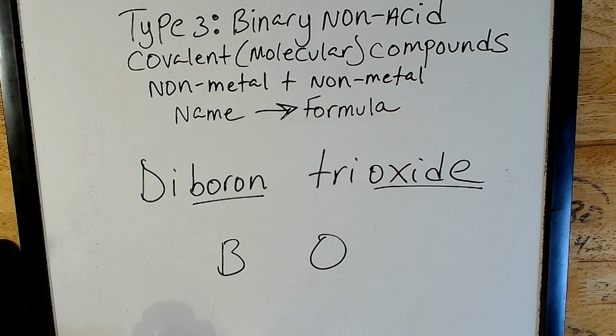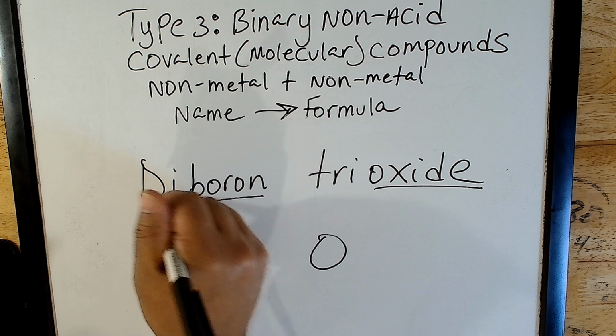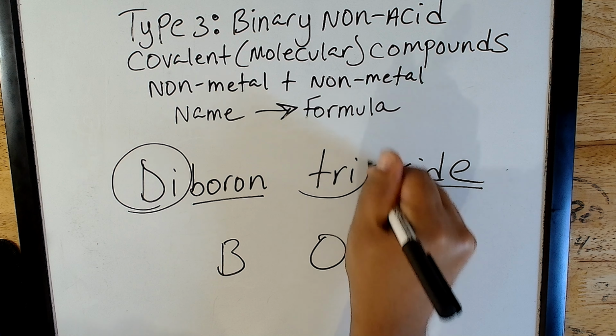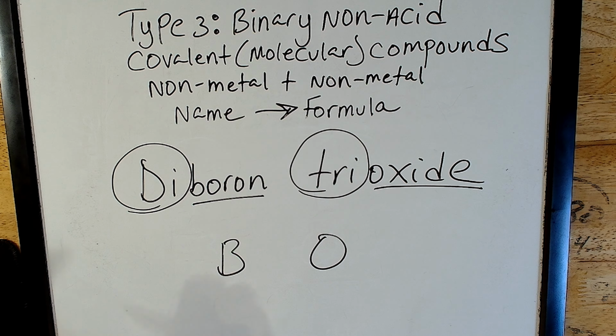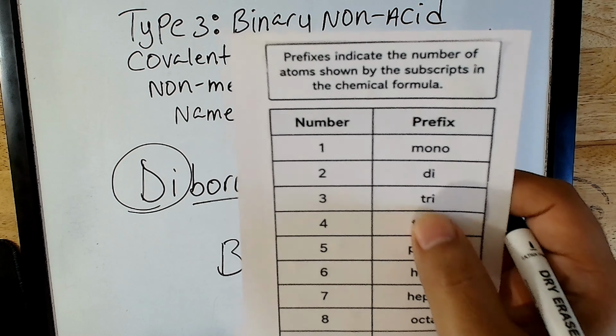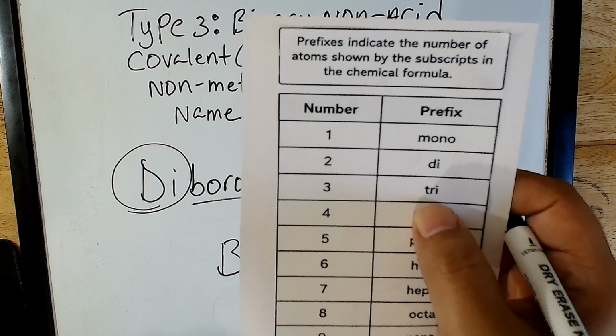The next step is to write the correct subscripts for each element by identifying the prefix word. For boron, I see the prefix di. For oxide, I see the prefix tri. Di, remember, according to our chart, is represented by the number 2, and tri is represented by the number 3.